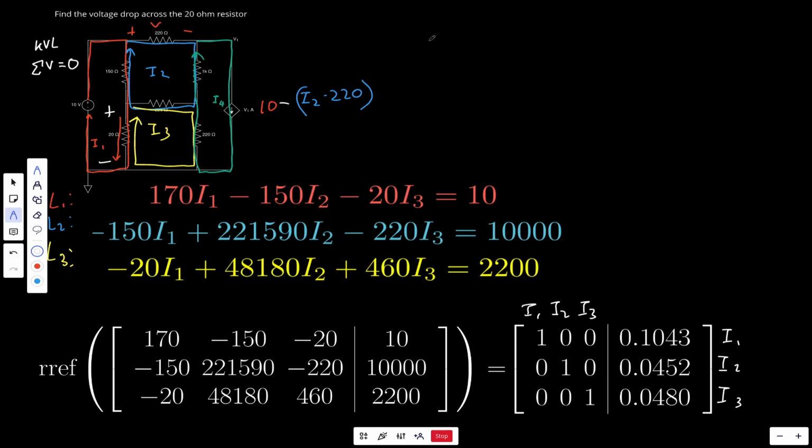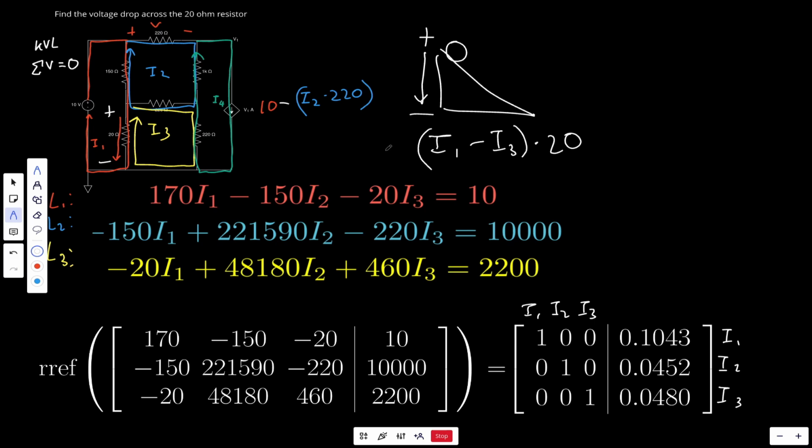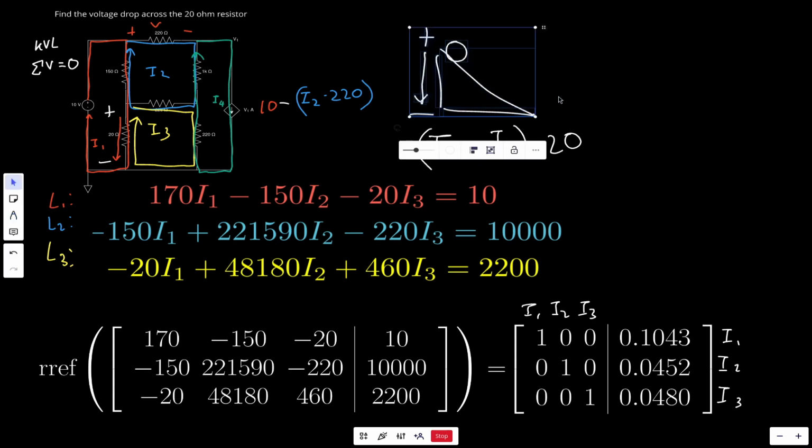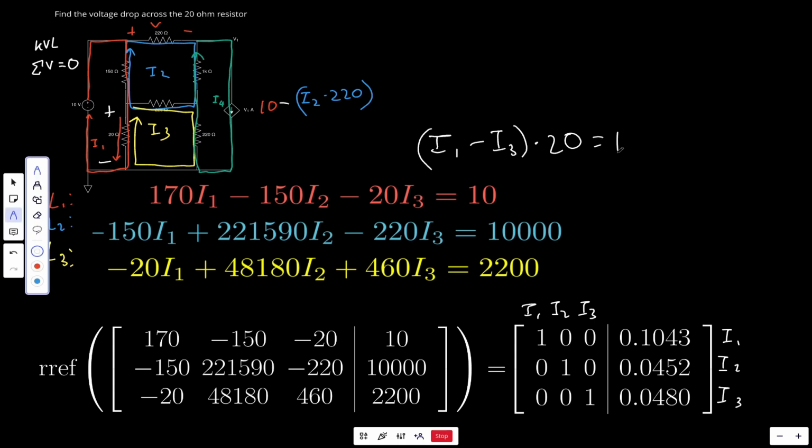Typically a ball will roll from a higher part of a hill to a lower part of a hill, ultimately changing its altitude in the negative direction. Because of that, we're going to assume that the current that's flowing downwards, which is kind of like our representation of the current, is going to be considered positive. And anything that isn't is going to be considered negative. The only currents flowing through this 20 ohm resistor are I1 and I3, so I1 minus I3. These are the currents, and we're going to multiply this by 20, so V is equal to IR. When we multiply these two things together, we're going to get about 1.12 volts.